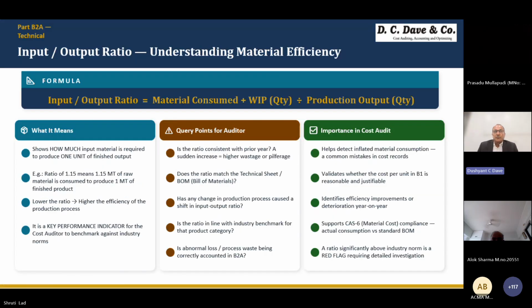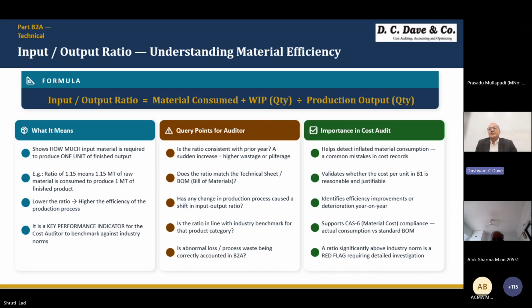And now in the next slide, which I'm putting up on the screen right now: input-output ratio. So this is important. In some of the companies where we are auditors, in every audit committee, the people ask what the input-output ratio is, and then discussion takes place for 10-15 minutes internally in the company about why the ratio deteriorated or increased. So what is the input-output ratio? Material consumed plus WIP divided by production output is the input-output ratio. It shows how much input material is required to produce one unit.